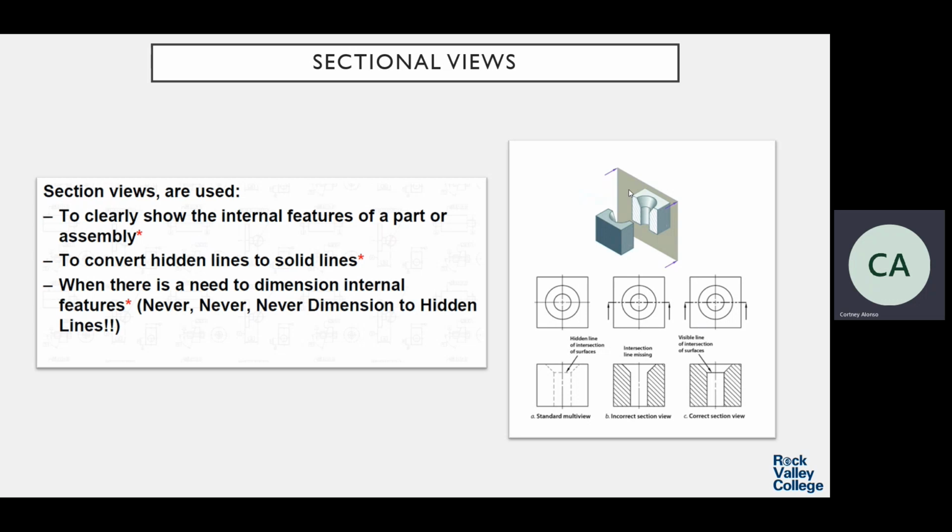So basically, like we talked about in the beginning, you're taking a knife through the part, cutting it in half, and where the knife touched is where you have the section lines. Remember, where those hidden lines were are now changed to a solid line. A big mistake that people make is they forget you still have to show the solid lines.